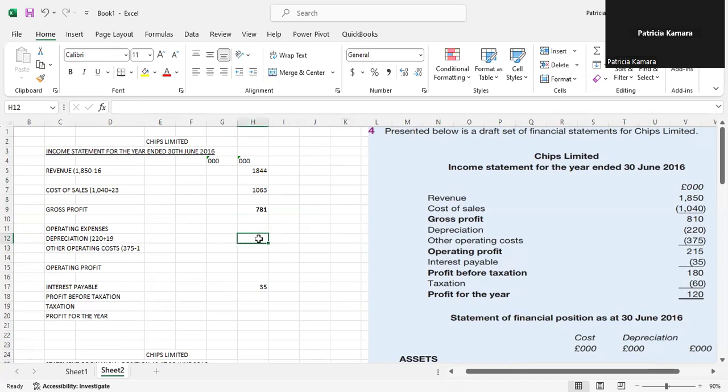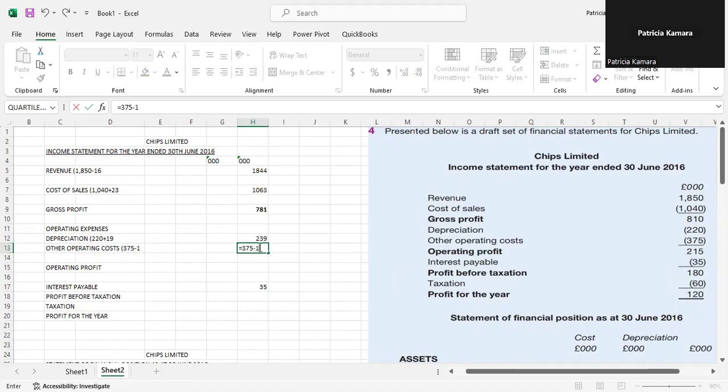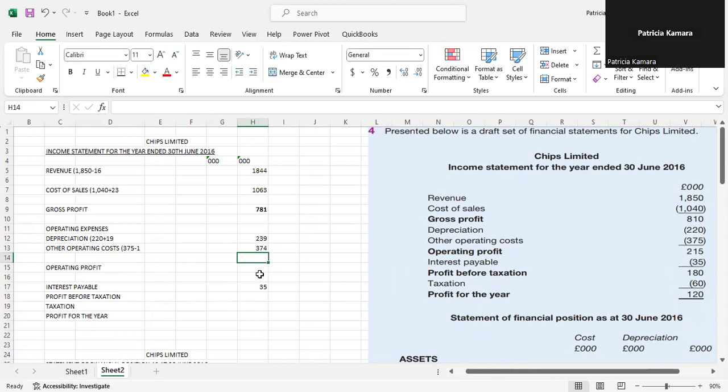Now depreciation. Remember we have made some adjustment to depreciation. Our current year depreciation on motor vehicle was added. So 220 plus the 19 will give us 239. Remember, we had incurred loss on disposal of the motor vehicle. So 375 minus 1, giving us 374.